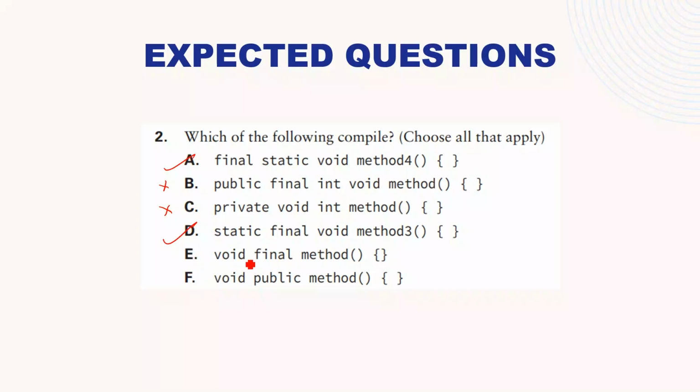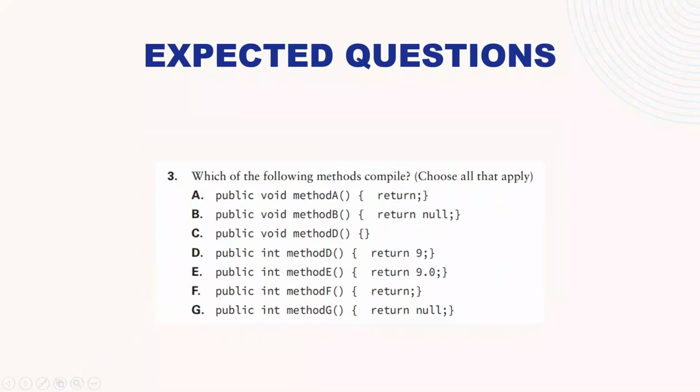In E, as I've already told you, void comes before the final. Final should come before the void because the return type and method name should be in sequence. So I'm not going to go with that. Void public method, still the same scenario, so I'm not going to go with that also. I hope this is clear, guys. We have done 2 questions regarding method declarations, so make sure you know the order in which the method declaration works. A lot of questions may come into the exam, and if you are not sure about the method declaration, then you will lose a lot of marks, guys.